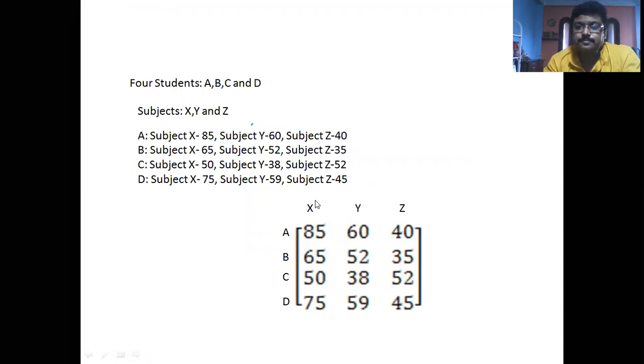Now for students, suppose there are 4 students. Now we would like to find out a clear idea. We would like to spread some light on the matrix with a practical example. So for example, there are 4 students: A, B, C, and D. There are 3 subjects: subject X, Y, and subject Z.